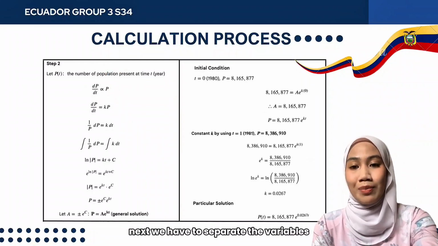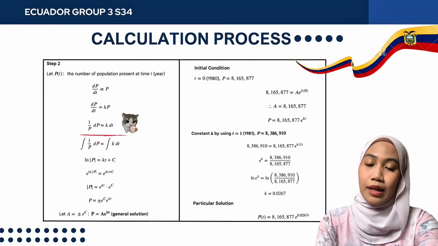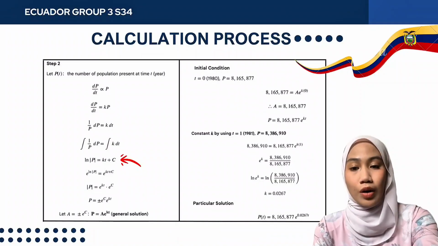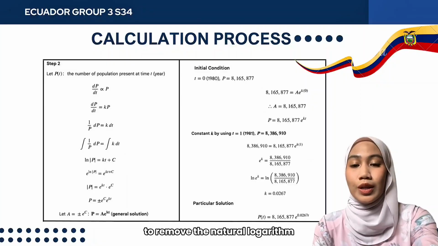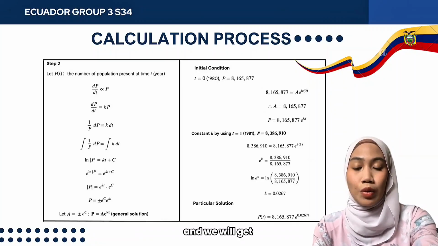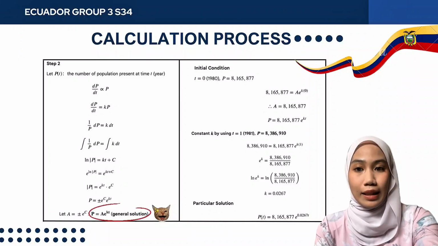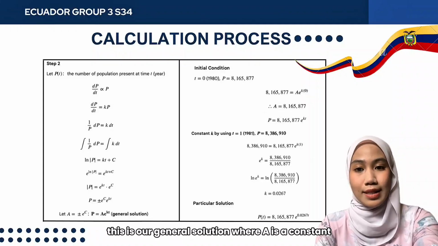Next, we have to separate the variables, dP on the left side and dt on the right side. Then we can integrate both sides, and the answer is ln|P| = kt + C. To remove the natural logarithm, we need to exponentiate both sides, and we will get P = A e^(kt). This is our general solution, where A is a constant.